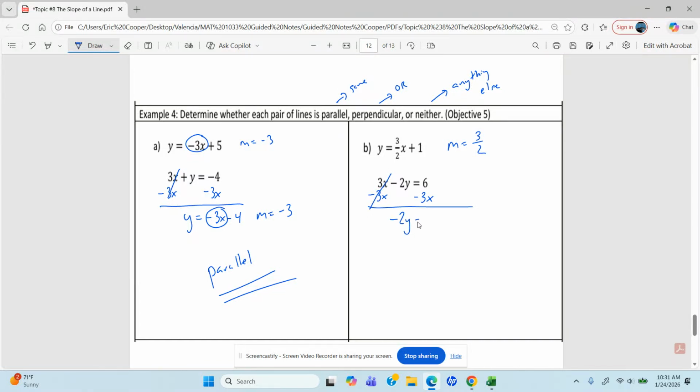Negative 2y is equal to negative 3x plus 6. Now I have to divide both sides by negative 2. Y is equal to, double negative makes this positive, so 3 over 2x. 6 divided by negative 2 is negative 3. Again, we're only concerned about the slope. We see that it also comes out 3 over 2. So these lines are also parallel.